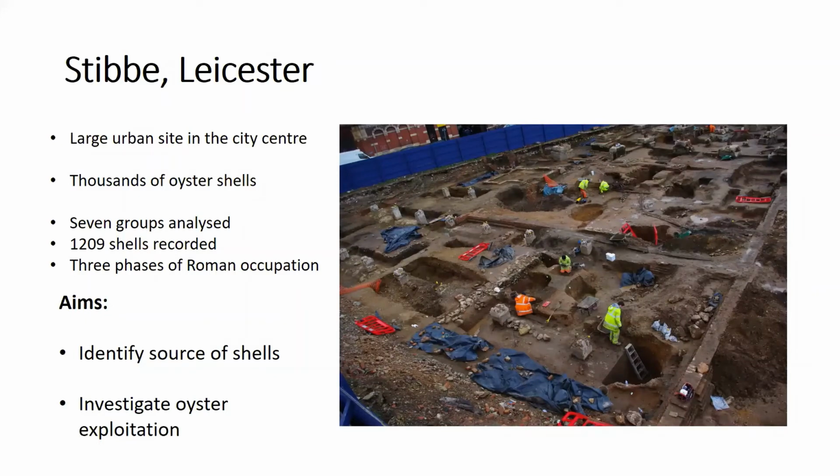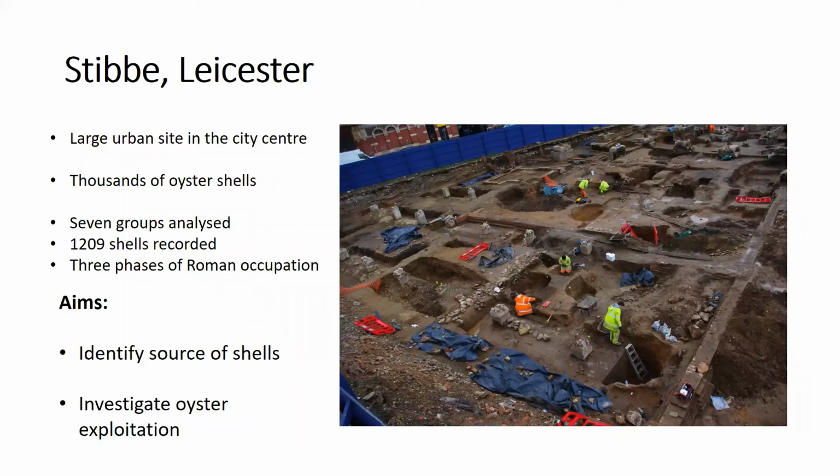To try and illustrate how this is carried out, I'm going to talk you through two case studies. One is from Roman Leicester, and the other is from medieval Coventry. To start with, I'm going to talk to you about a site in Roman Leicester called the Stibbe site, named after the Stibbe factory that was on top of the site, which was then demolished to make way for the building of a nice new hotel.